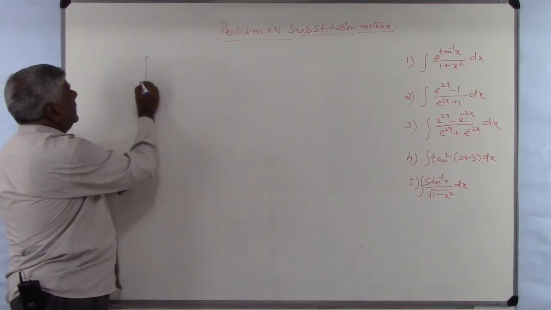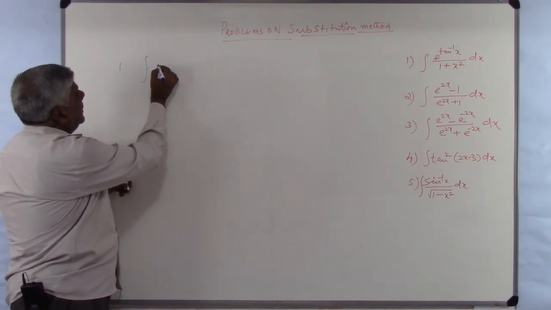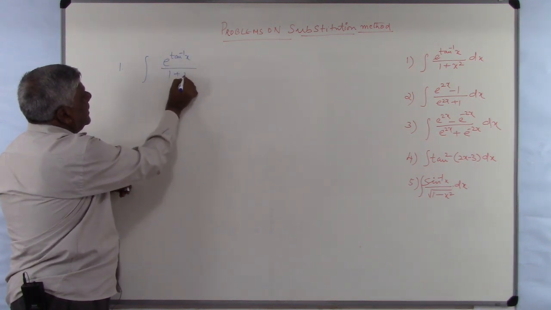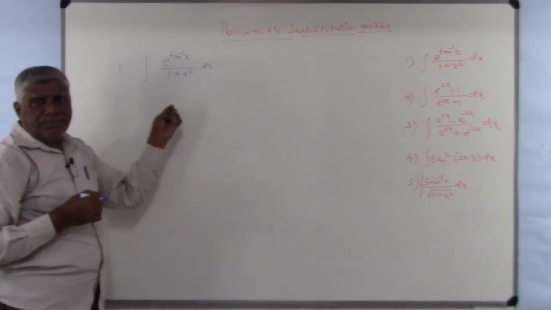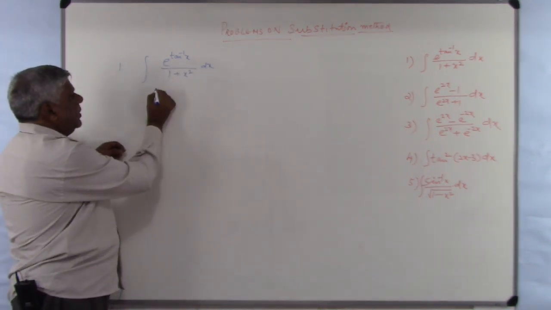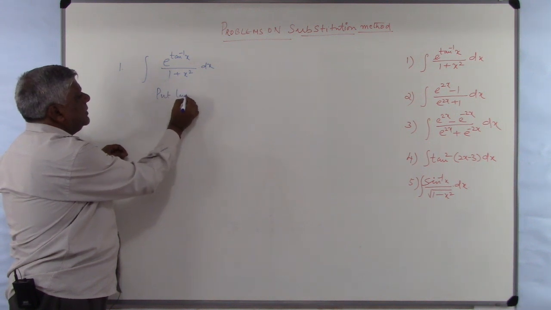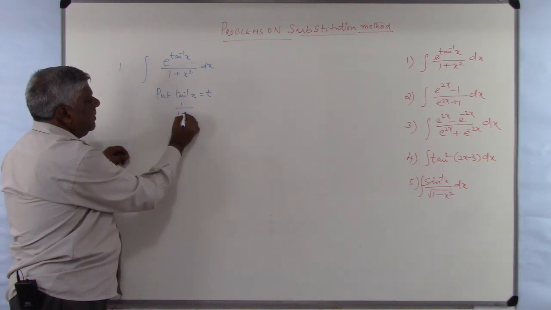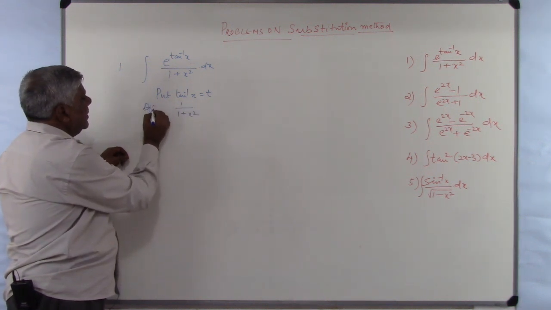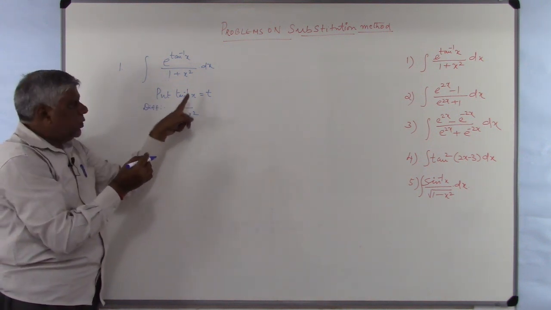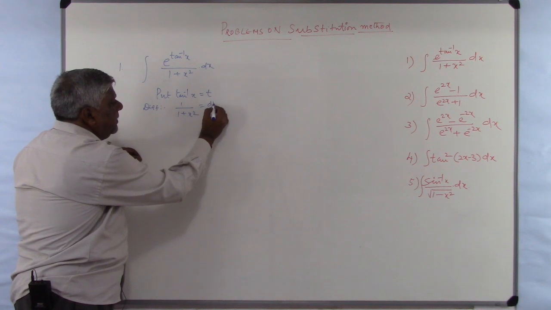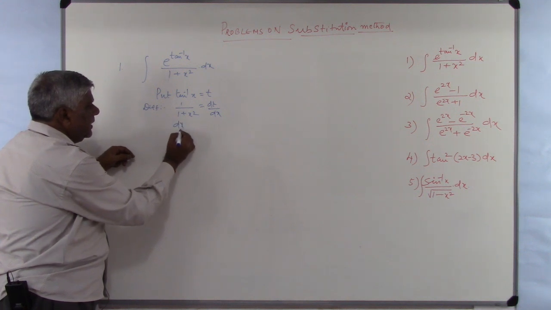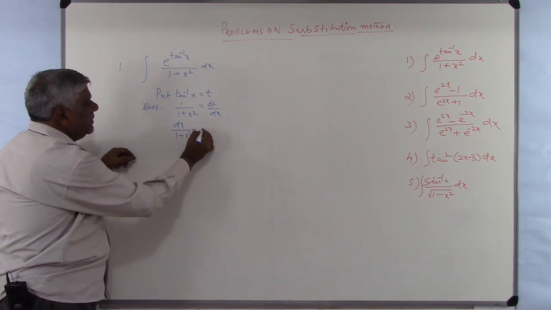Now we will see the first problem. Integral of e to the power of tan inverse x by 1 plus x square into dx. This is the problem. Now we are going to put tan inverse x is equal to t. Differentiating, 1 over 1 plus x square is equal to dt by dx. Now you take this dx to the top, it becomes dx by 1 plus x square is equal to dt.